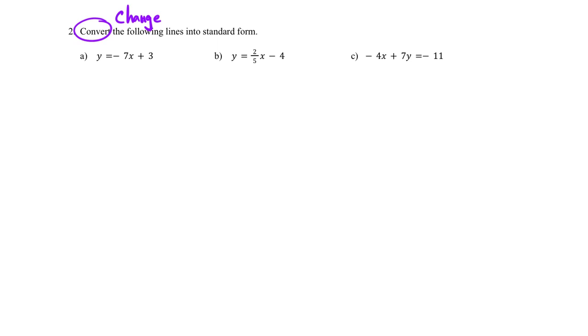So let's take a look at A. When we're working our way through A, we need to identify what stops it from being in standard form. And so what I'm hoping is we can recognize that our y and x term are both on different sides of the equal sign. That also then implies that our constant is on the same side with one of our variable terms. Okay, so what we need to do is we need to rearrange the equation.